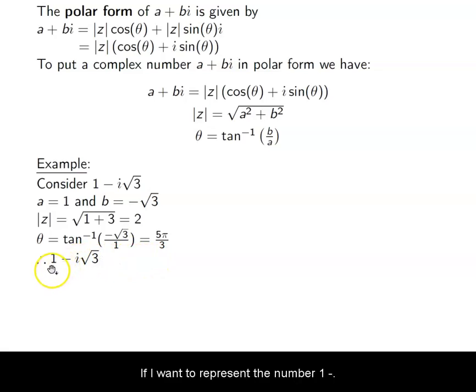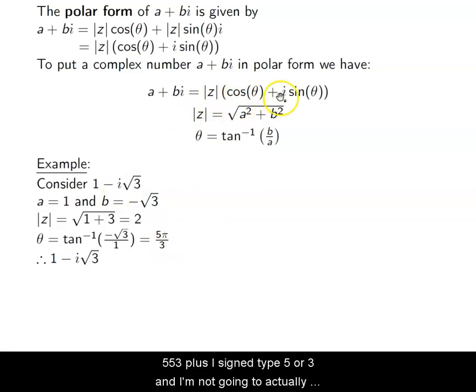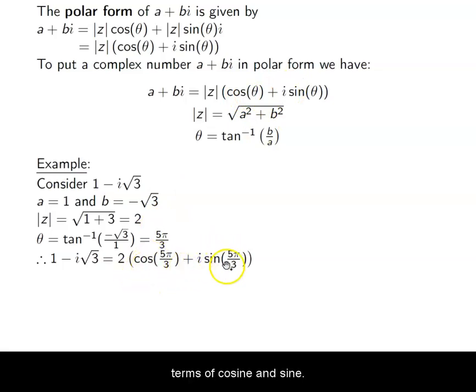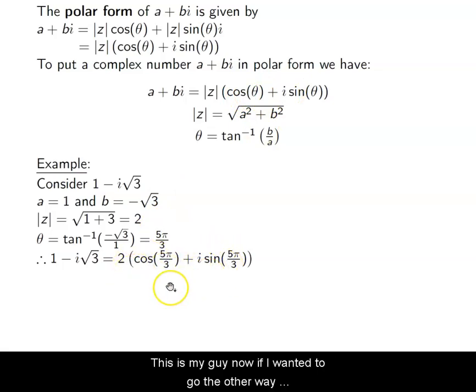So if I want to represent the number 1 minus i square root 3 in polar form, it'll be 2 times cosine 5 pi over 3 plus i sine 5 pi over 3. I'm not going to actually evaluate my 5 pi over 3 in the cosine and sine. I keep it in terms of cosine and sine. So this is my value. Now, if I wanted to go the other way, let's say I was given my polar form and wanted to write it as a complex number, I just actually evaluate this x and this y.